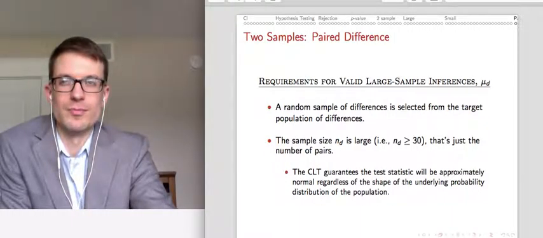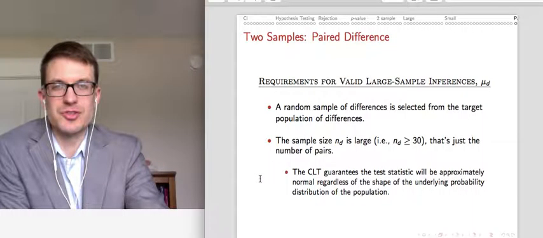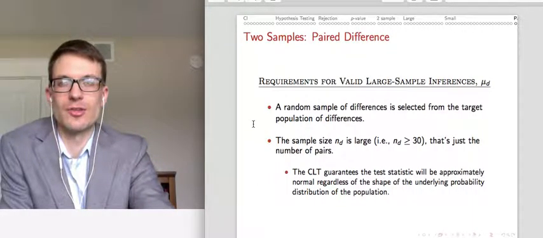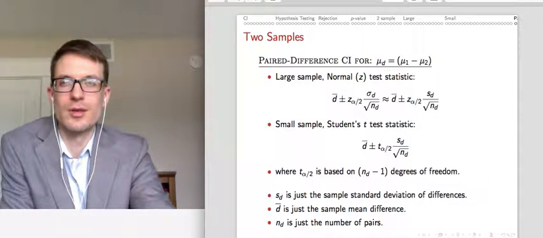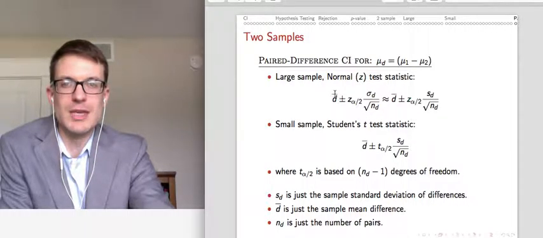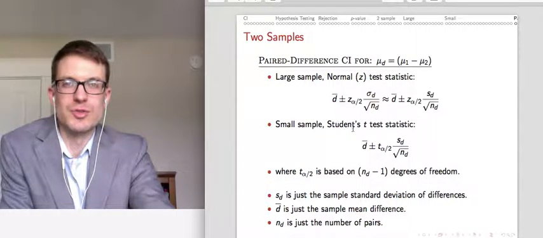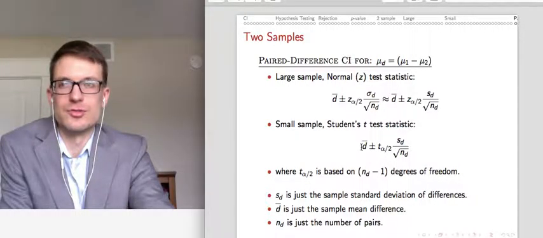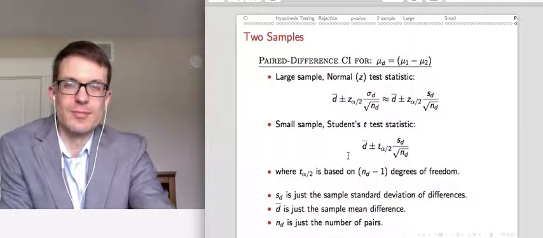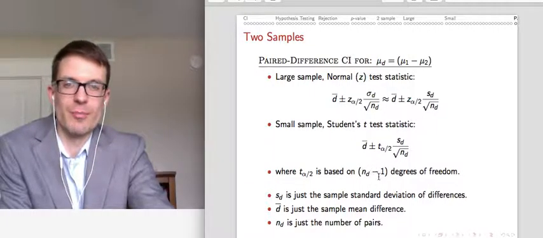To use the large sample paired differences method, we need, of course, a large sample size, and by the central limit theorem we know the test statistic will be approximately normal. Our large sample confidence interval looks familiar. It's just the sample mean difference, bounded by a product of a critical value and a standard error. What's different is just the standard error. It's the paired difference standard deviation divided by the square root of the sample size, the number of pairs. The t-distribution we use to obtain the critical value is based on nd minus 1 degrees of freedom. This is our number of pairs minus 1.